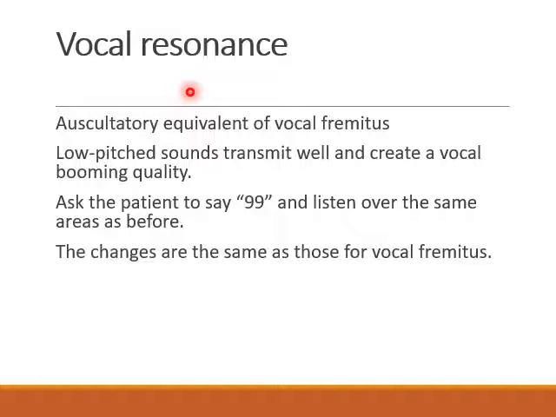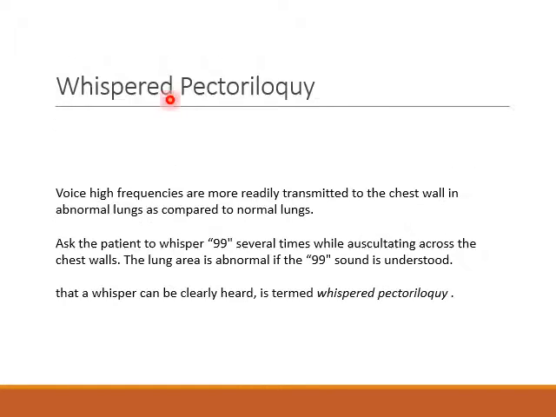We have three types of vocal resonance: egophony, bronchophony, and whispering pectoriloquy, and we'll take each one in detail. What is the whispering pectoriloquy? I ask the patient to whisper 99, like this. Every time I move the stethoscope, I ask the patient, please say 99 in a whisper manner. 99, 99. Or sometimes 1, 2, 3.